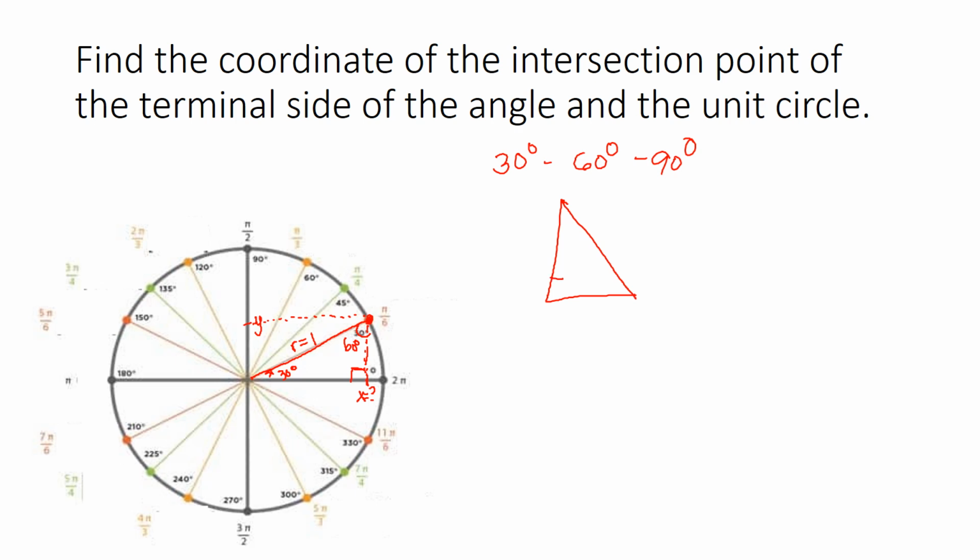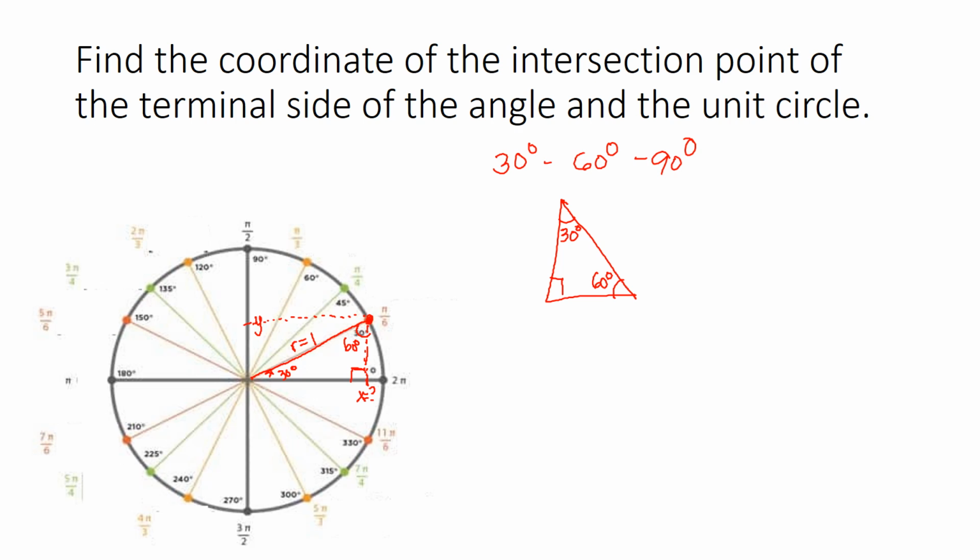If this is going to be 90 degrees, then this shorter side is going to be opposite the 30 degrees angle, and the longer side is the one opposite the 60 degrees angle. Notice that once we say 30-60-90 degrees triangle, we do have a special ratio of the sides of our triangle here.